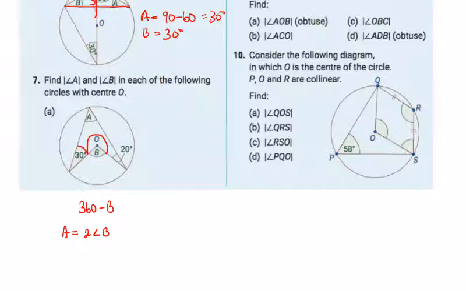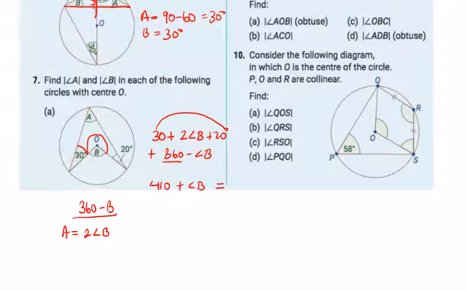So now I have four angles. I have 30 plus A, plus 20, plus the 360 minus B, which we said this angle at O was. All of them have to add up to 360. So I've got 30 and 20 is 50 plus 360. I have 410 plus the angle B. I'm just saying, I wrote A equals twice the angle B. A is the angle B over 2. Apologies. I'll just write it out again.